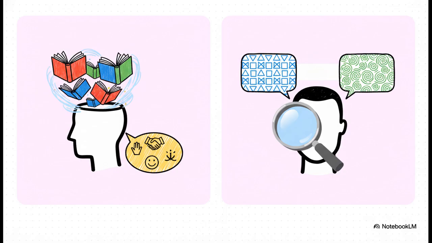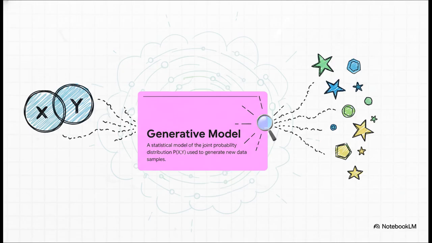Now, the discriminative approach is much more practical. You just learn the key differences. You figure out that French has a certain sound, German has another. You don't learn to speak them, you just learn enough to tell them apart. Okay, so let's connect that analogy back to the real tech. A generative model is our fluent speaker. It wants to learn the whole story.